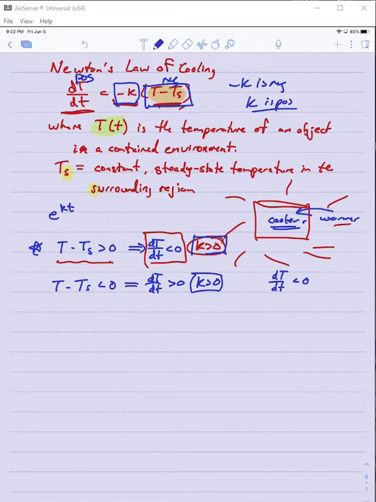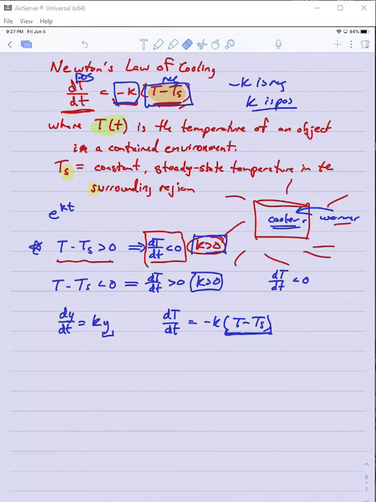Okay, so we're going to do the same thing we did earlier for the dy/dt equals ky formula. In fact, if you look at that equation and you look at Newton's law of cooling, you can see they have the same structure. The left side is a derivative. On the right side, there's a constant times a function of t. And that's true in Newton's law of cooling also. The T minus TS is a function of t. And so if we think about how we solved that equation, we can solve this equation in the same way.